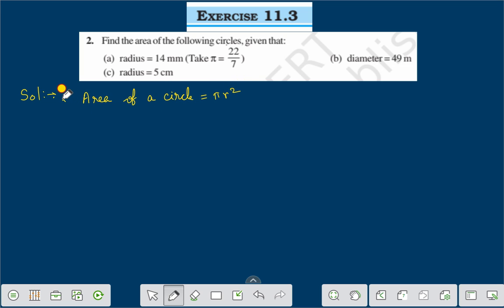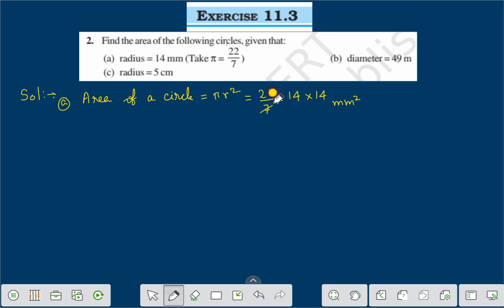In question number A, radius is given as 14 millimeter. Therefore, if we take the value of pi as 22/7, area is 22/7 into r square, means 14 into 14, and the unit is millimeter. Therefore, the unit will be millimeter square, right?